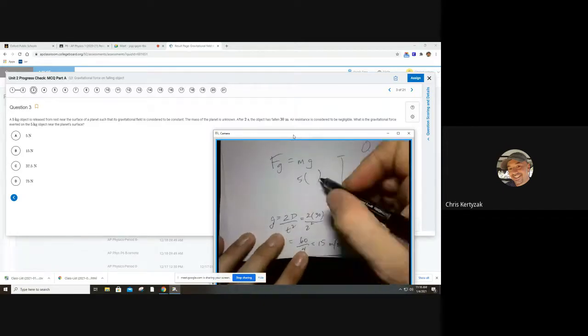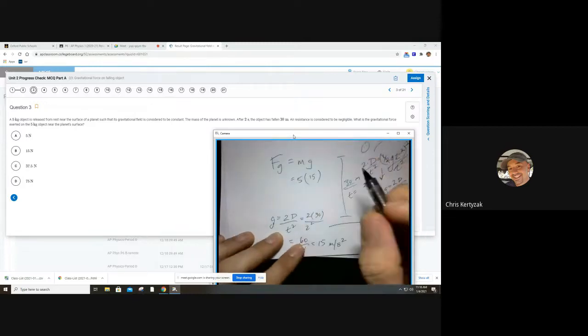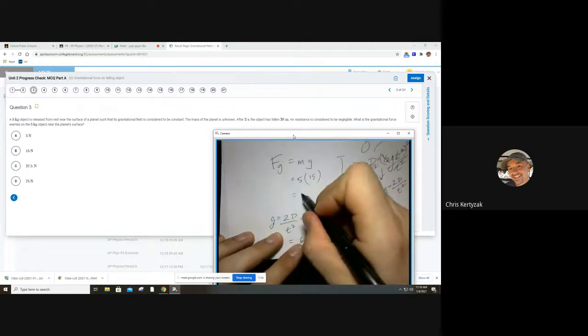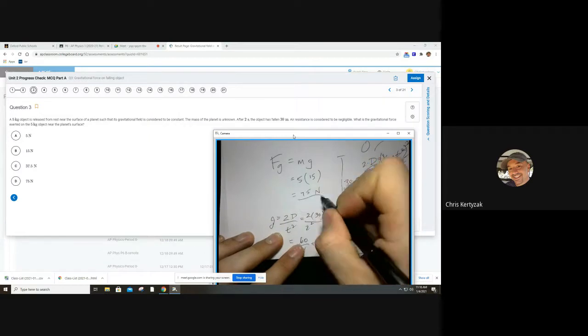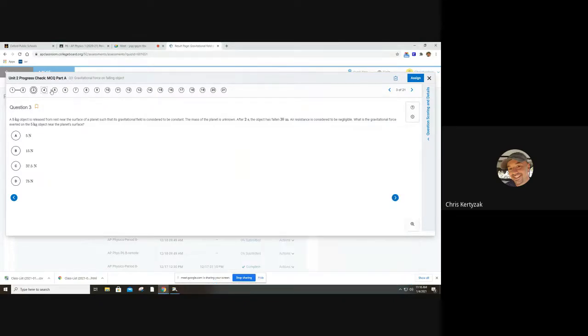That number is g. We can now stick it up here to calculate the weight of this 5 kilogram mass when it's on this planet. 75 newtons. That would put the answer in at D. Number 4.